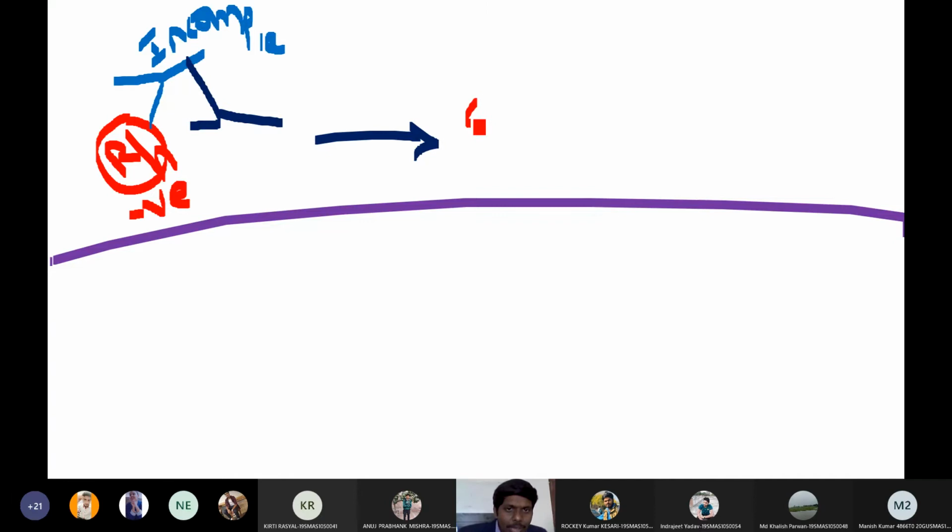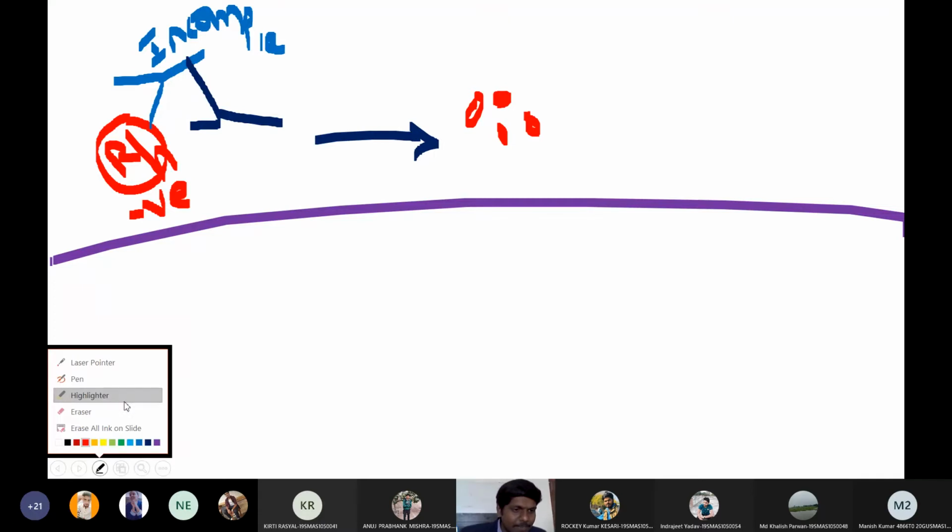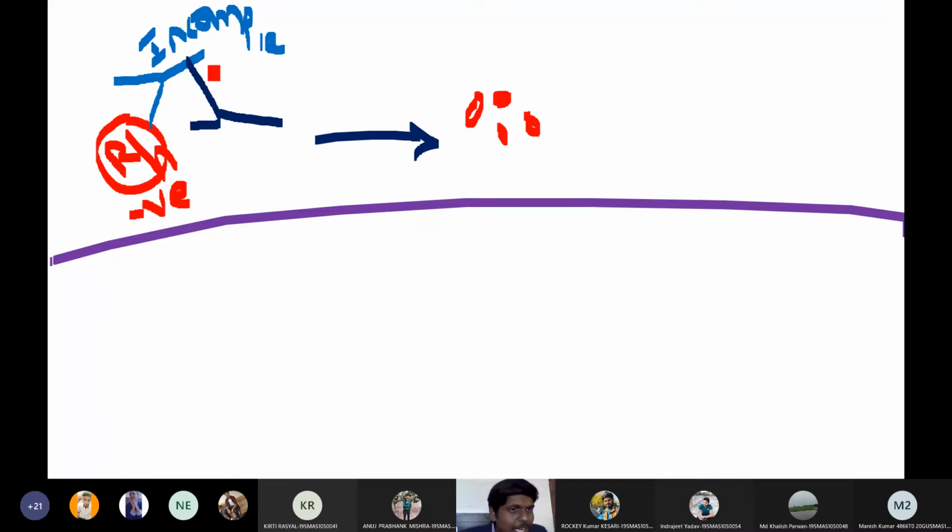Now, when I add the secondary antibody, it will react. The red blood cells will lyse. This concept is called sensitization. Binding of incomplete antibodies to the surface of red blood cells is called sensitization.